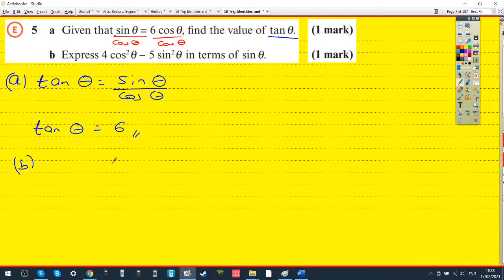So is cos divided by tan sine? Sine divided by cos is tan, but part B uses sine squared and cos squared. Are they both equal to 1? No. Sine squared theta plus cos squared theta equals 1. We want it in terms of sine theta, so we want to get rid of cos theta. What is cos squared theta the same as? Just rearrange.